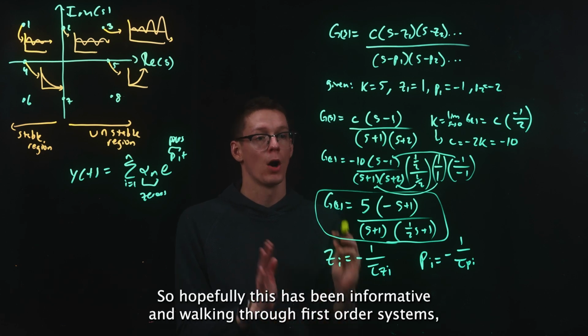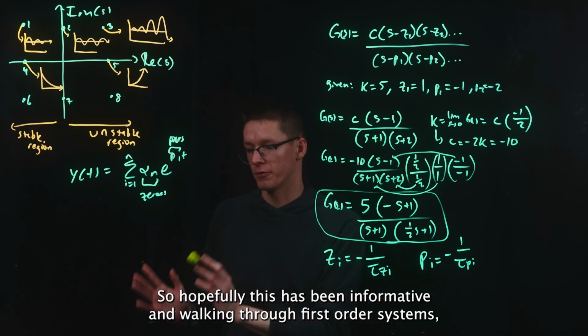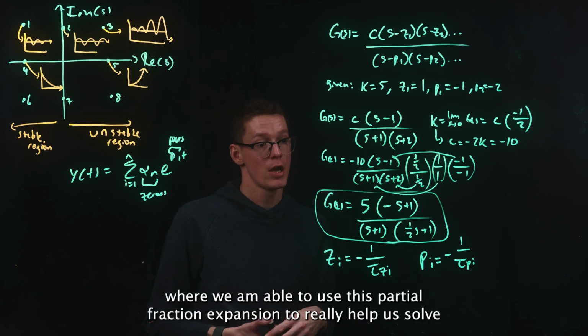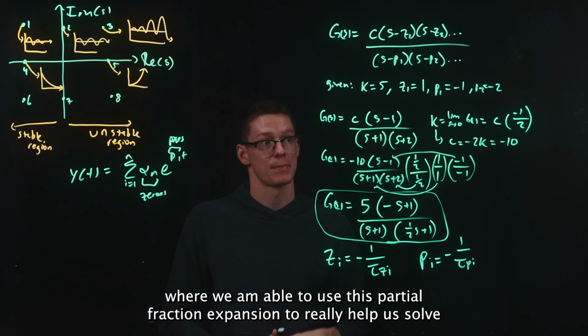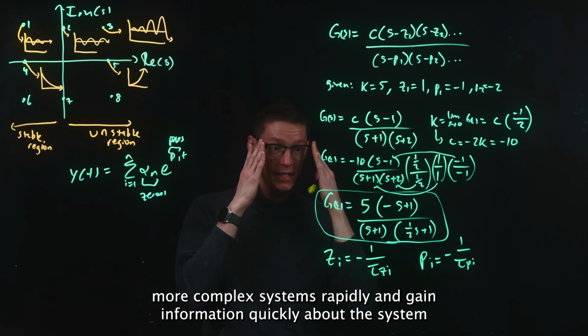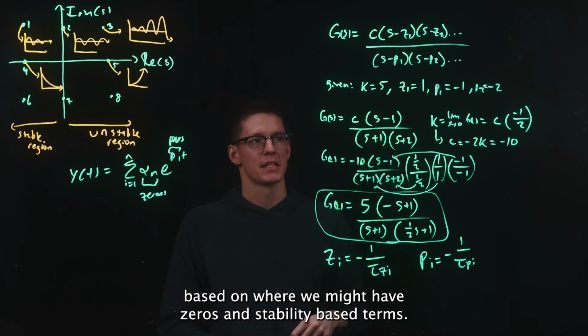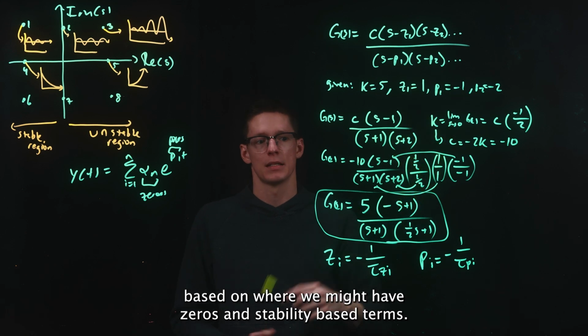So hopefully this has been informative in walking you through first order systems, second order, and higher order, as well as linearization, where we've been able to use this partial fraction expansion to really help us solve more complex systems rapidly and gain information quickly about the system based on where we might have zeros and stability-based terms.